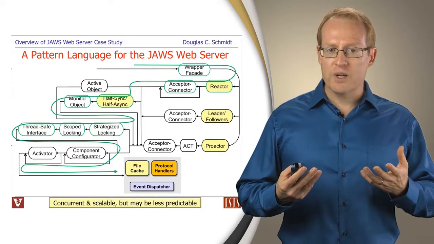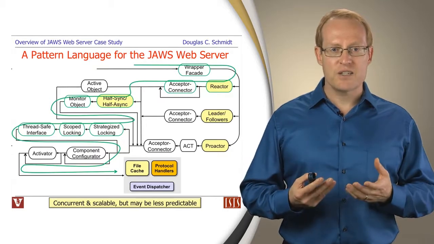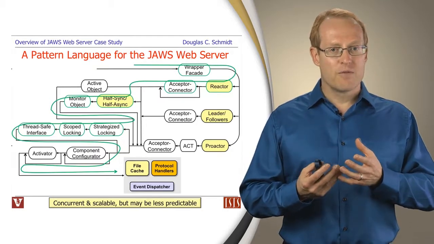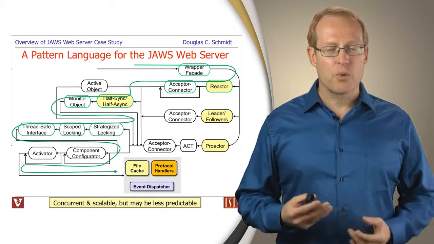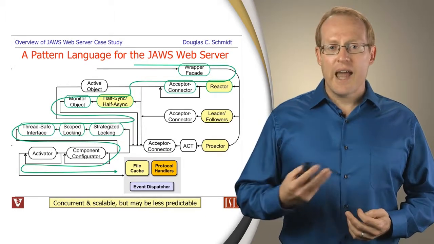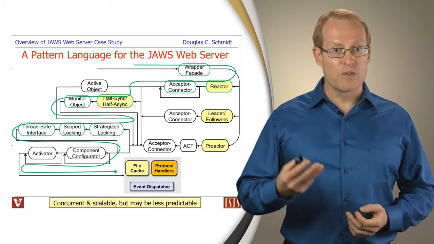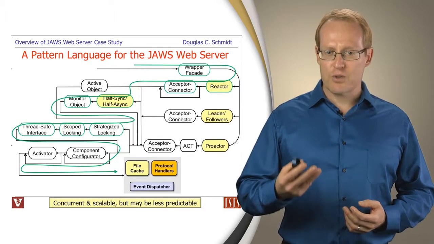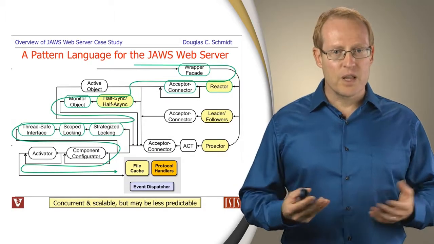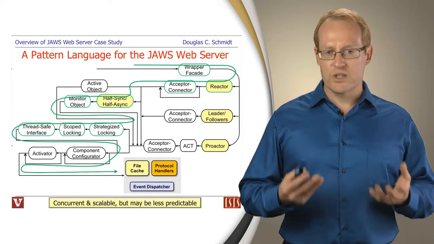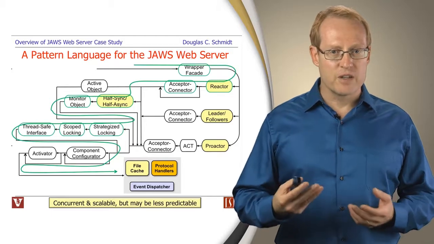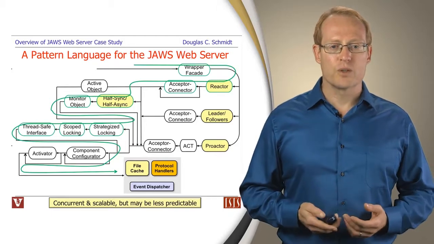We'll use the monitor object in order to synchronize access to a thread-safe queue of requests that sit between the reactive portion and the various active object portions running the separate threads. And then we'll also get a chance to explore a number of synchronization patterns, things like strategized locking, scoped locking, thread-safe interface, and so on, in order to make it easier to synchronize access under the various conditions in which we're applying our web server solution.